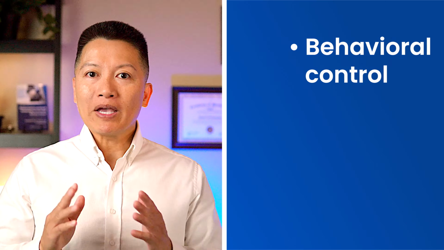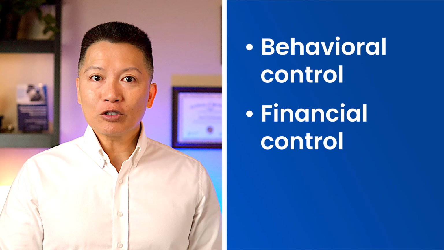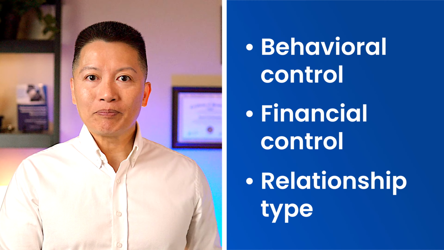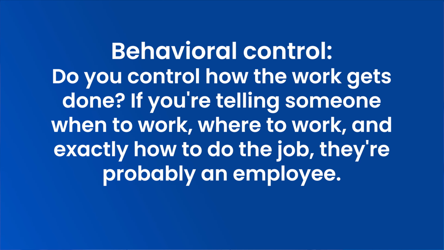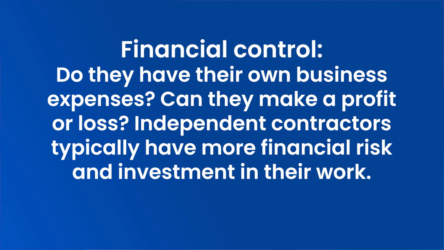The IRS looks at three main factors: behavioral control, financial control, and relationship type. Let's break them down. Behavioral control. Do you control how the work gets done? If you're telling someone when to work, where to work, and exactly how to do the job, they're probably an employee. Financial control. Do they have their own business expenses? Can they make a profit or a loss? Independent contractors typically have more financial risk and investment in their work.